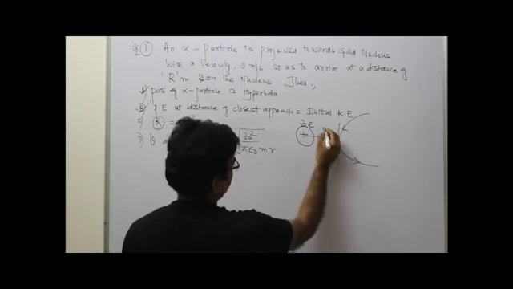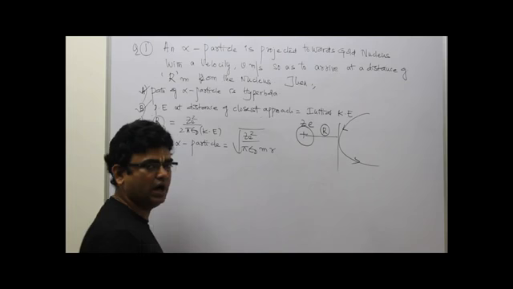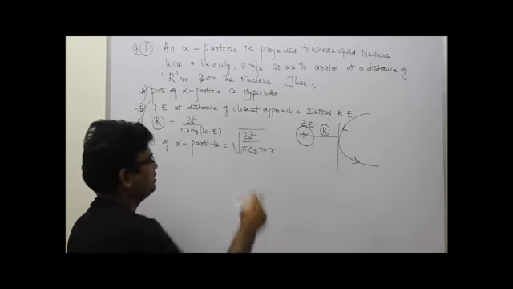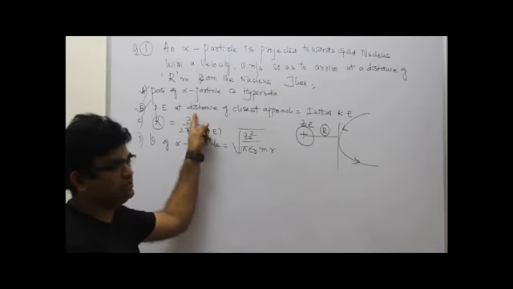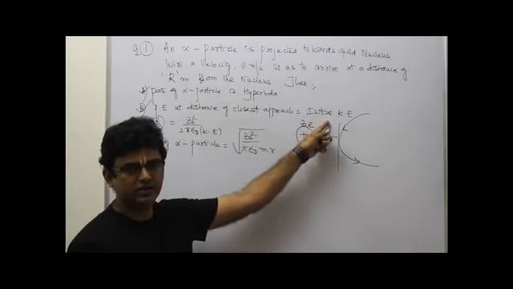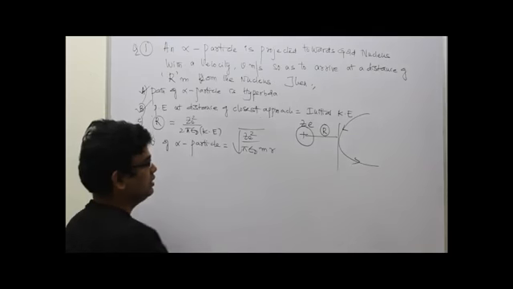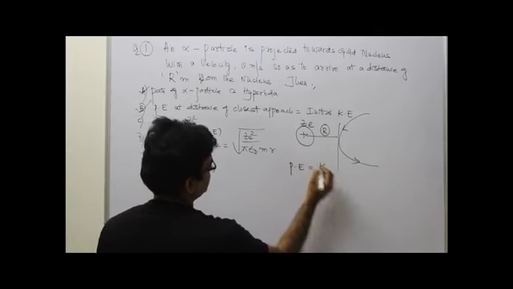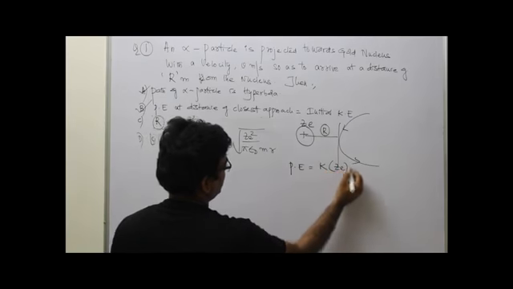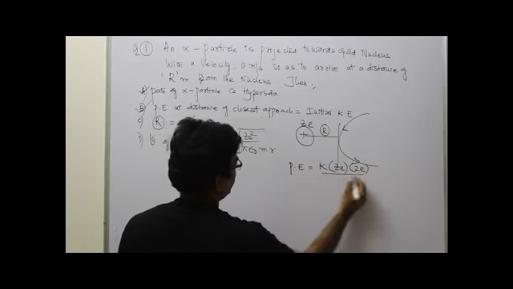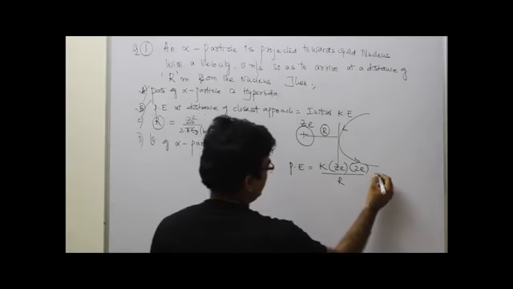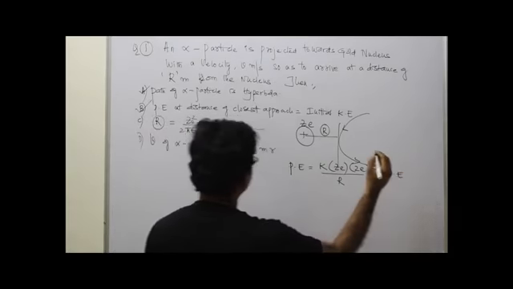Let this distance be the closest approach distance R, and at this closest approach distance R, potential energy is equal to initial kinetic energy. Let us use that relation. Potential energy is equal to K times Ze into 2e by R, that is the potential energy, that is equal to the initial kinetic energy.